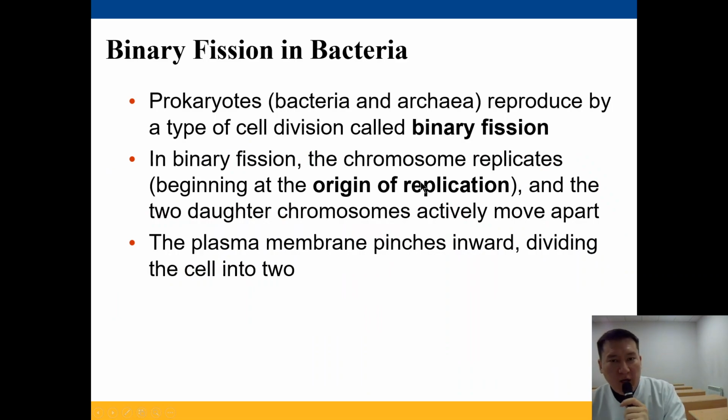Binary fission in bacteria. Prokaryotes, which are bacteria and archaea, reproduce by a type of cell division called binary fission. In binary fission, the chromosome replicates beginning at the origin of replication, and the two daughter chromosomes actively move apart. The plasma membrane pinches inward, dividing the cell into two.